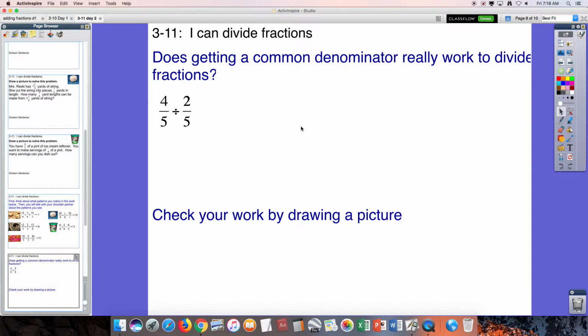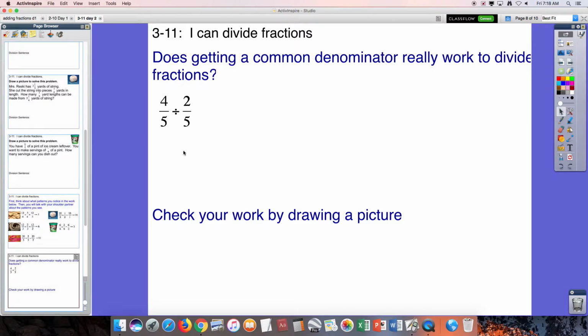Okay, so we're going to do just a little bit of work dividing fractions. We've been drawing pictures, but now we're going to use the common denominator method. First thing we're going to check is if we have any mixed numbers. If we have a mixed number, you have to make it improper. If you're not sure how to do that, check out some of the videos on how to do that.